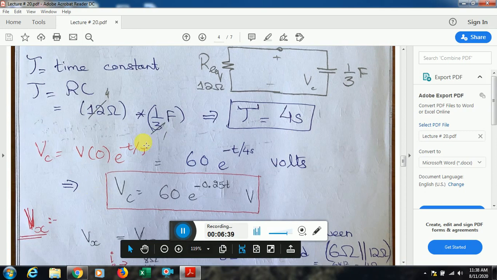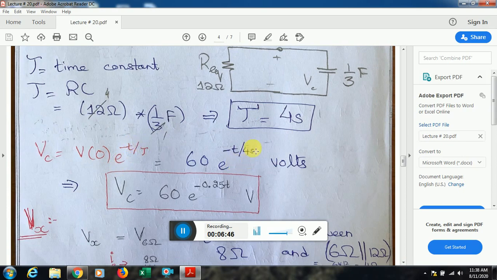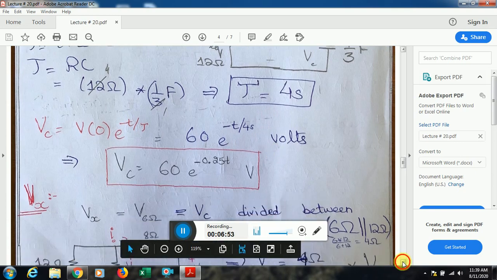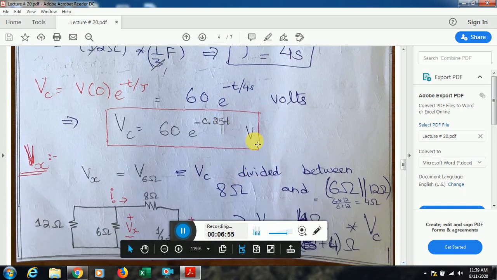Now Vc, the capacitor voltage at time t greater than 0, is initial voltage into e raised to power minus t by tau. By inserting in the value of initial voltage, which was 60 volt, and tau 4 second, we get to know that the capacitor voltage is 60 e raised to power minus 0.25t volts.